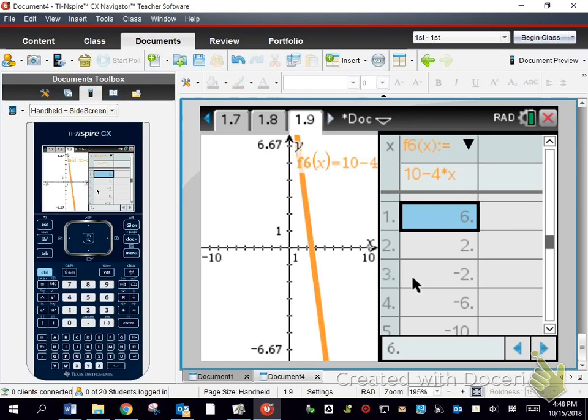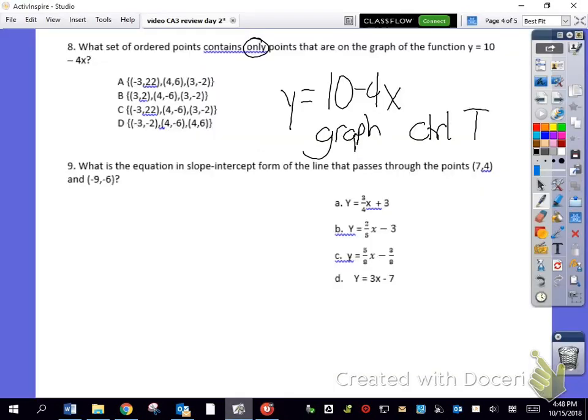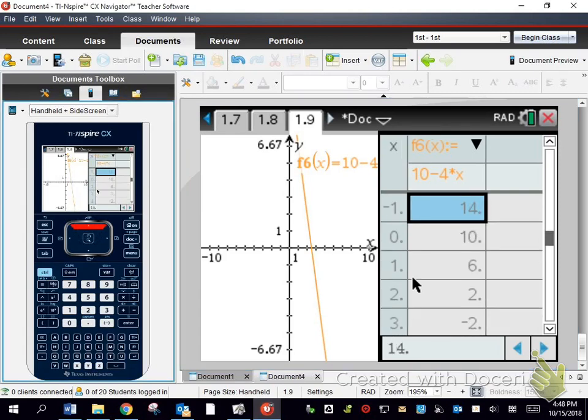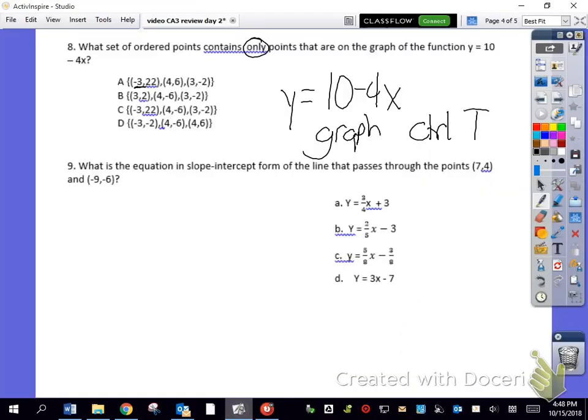Now I need to look at these points. The first point is -3. So I'm going to look at -3 up here. So -3 goes with 22, okay? So -3, 22, that's a match. That one doesn't have -3, 22. This is a match. That one doesn't have it. This does not match, okay?